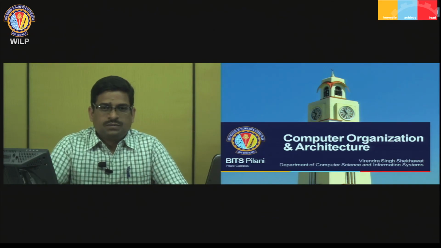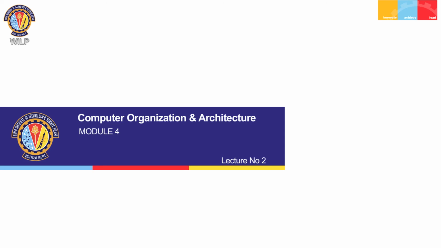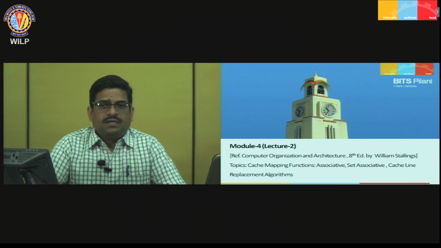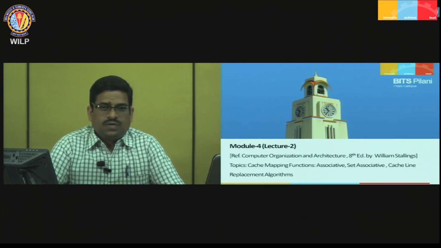Hello everyone. So, this is lecture 2 for module 4. In this lecture I am going to talk about the cache mapping functions, fully associative mapping, set associative mapping, and in the rest of the lecture I will talk about the cache replacement algorithms. When all the cache lines are filled and a new block from main memory has to be transferred to the cache memory, how do we remove an existing cache line, what is the policy? For that, the cache replacement algorithms are there.